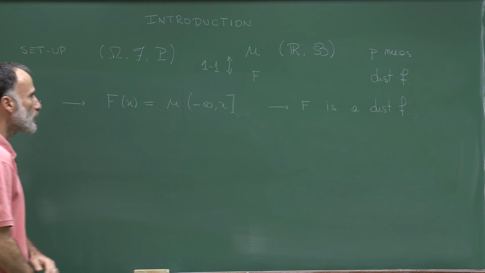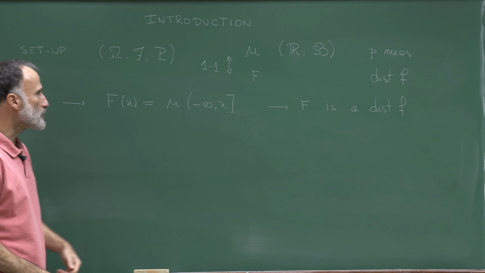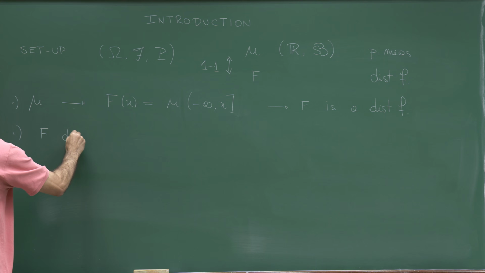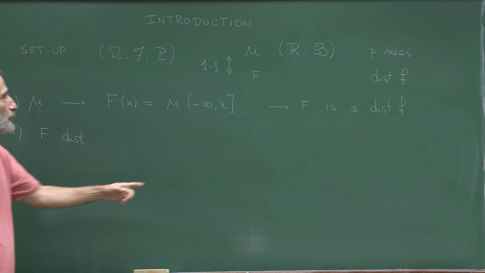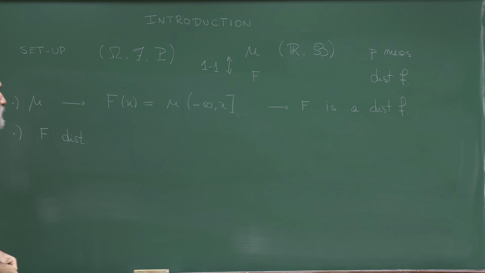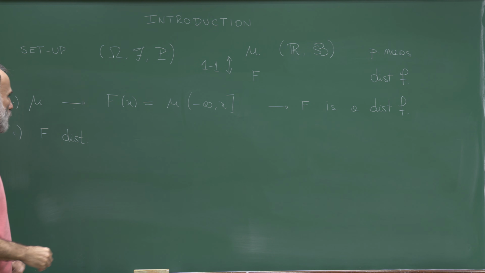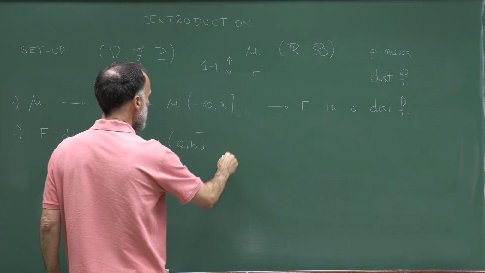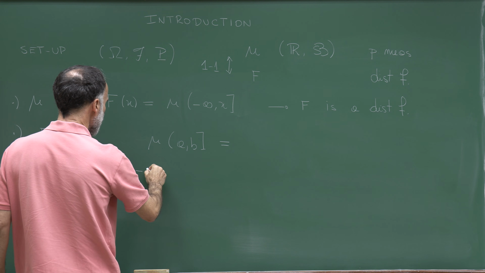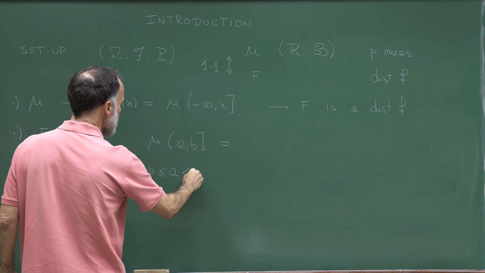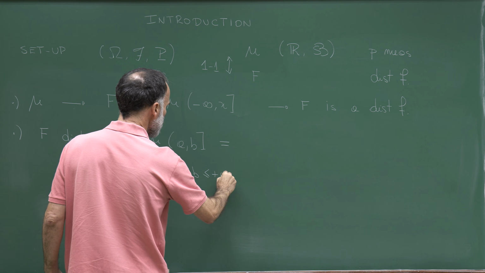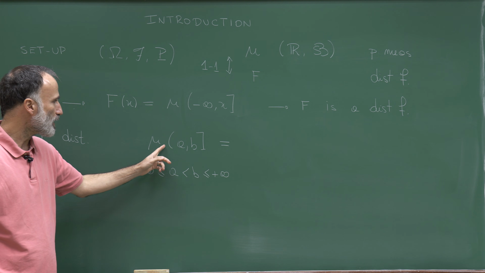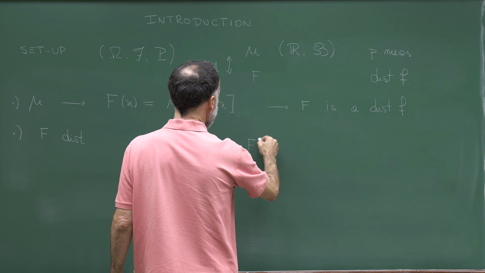And I leave it to you to check that indeed this function has the three properties I just erased. Now assume that you have a distribution function F, and you want to construct a measure on the Borel sets of R. Well, I will define mu of the interval (a, b], where a and b are such that minus infinity is less or equal to a, which is less than b, which is less or equal than plus infinity. If you take a and b satisfying these conditions, I will define mu of (a, b] as F(b) minus F(a).